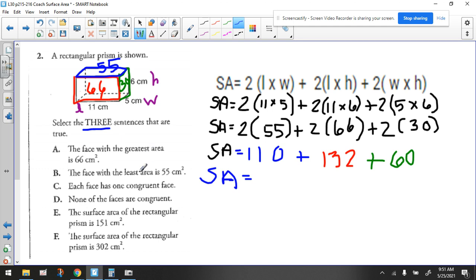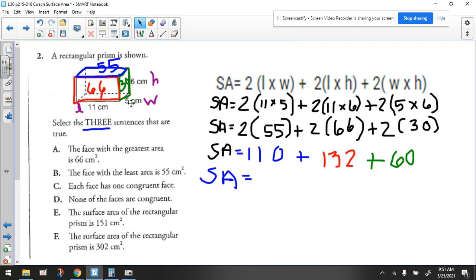B, the face with the least area is 55. Is that true? Because don't we have one that's a little bit less? Or we should say two, right? Because we have the equal and congruent left and right side. Look at choice C. Each face has one congruent face. And choice D, none of the faces are congruent.